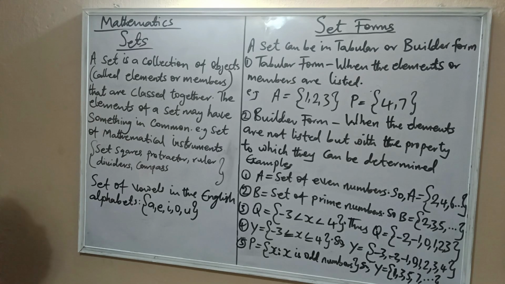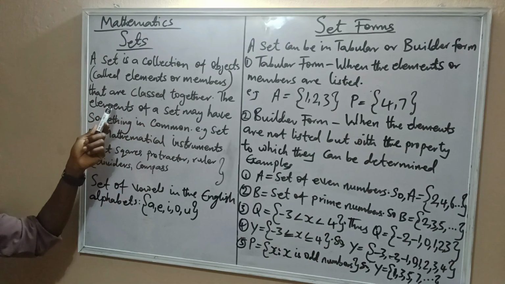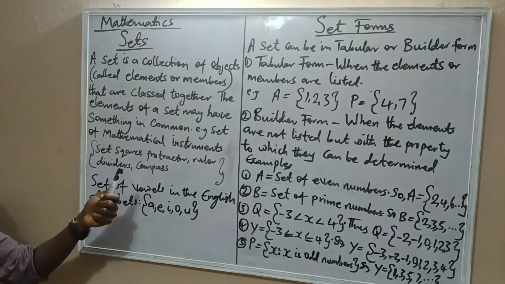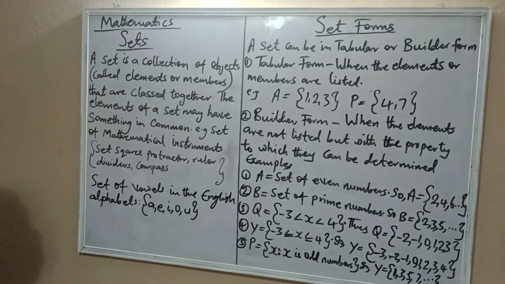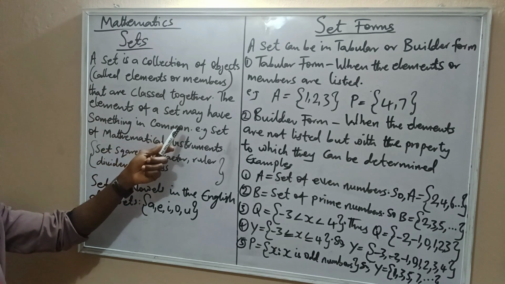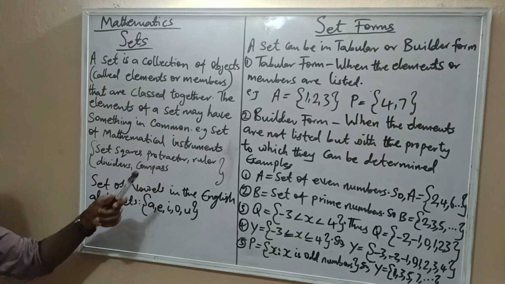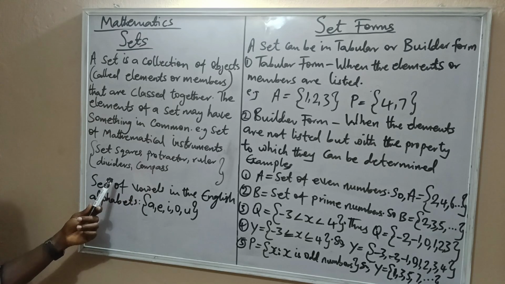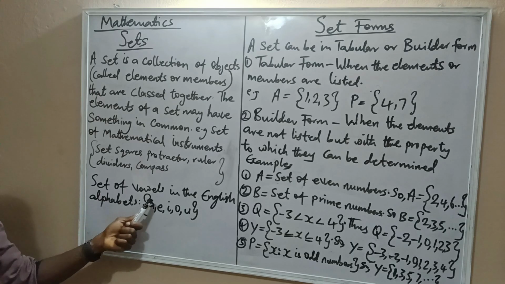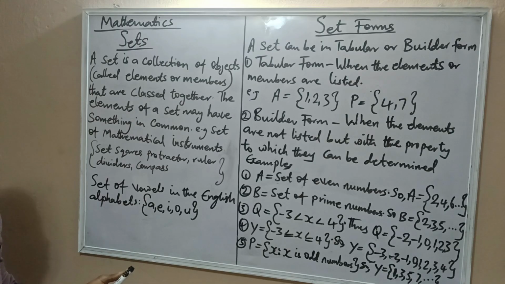Sets is the topic. Now, a set is a collection of objects which are called elements or members that are classed together. Some people would say it's a collection of well-defined objects. Whichever one, they're all correct. Now, the elements of a set may have something in common. Example, set of mathematical instruments that contains set squares, protractor, ruler, divider, compass, and the rest of them. And then set of vowels in the English alphabet, that is A, E, I, O, U. Notice that these ones, they have something in common.